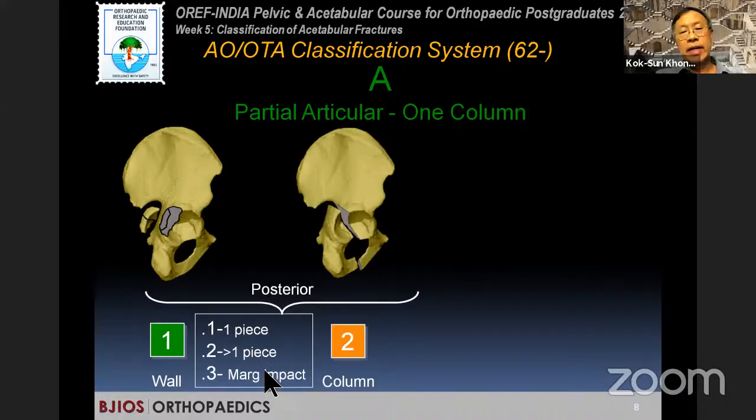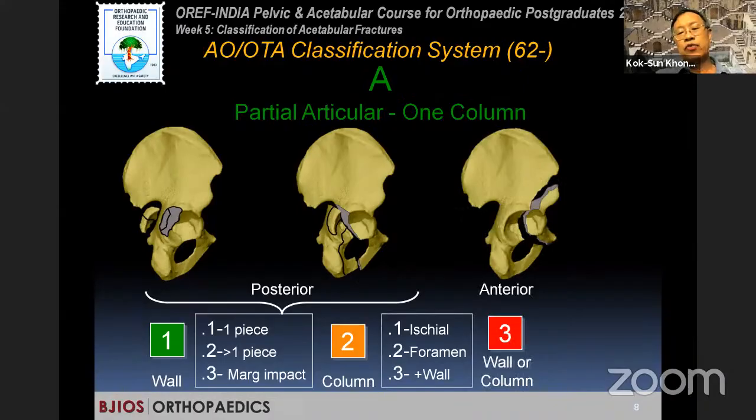Then you have the A2s, and A2 is the column, again the second classification of Judet and Letournel. So you have the posterior column, A2. A2.1 is ischium. That means the fracture actually does not go into the foramen, obturator foramen. It goes into the ischium, and it's considered to be a large, extremely large wall fracture. So it's a type A2.1. If they go through the foramen and into the pelvic ramus, which is the most common pattern, it is an A2.2. And if it has an additional wall fracture with the column, then it's an A2.3.